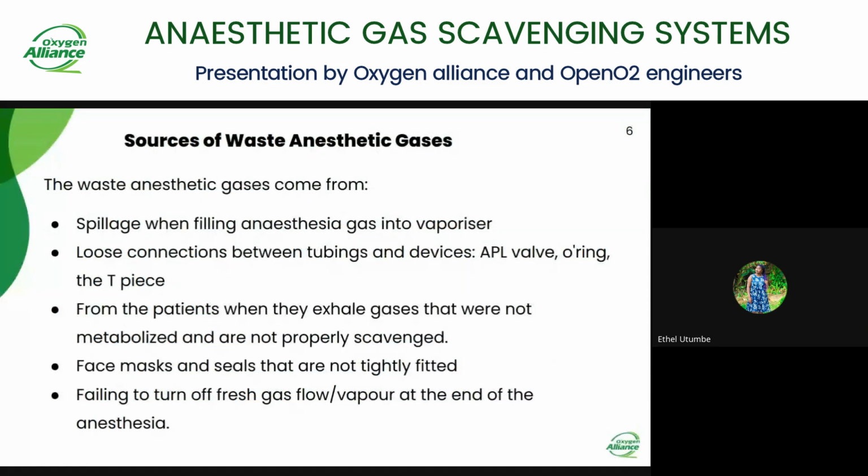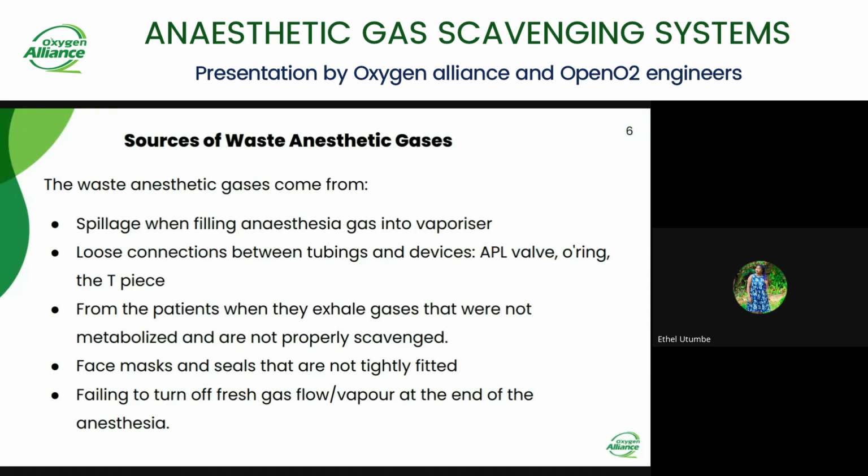Continuing to the sources of waste anesthetic gases, the question can be, where are the waste anesthetic gases coming from in the anesthesia machine? The waste anesthetic gases come from spillage when filling anesthesia gas into the vaporizer, in case a mistake is made, and then there's a spillage that is considered a waste anesthetic gas.